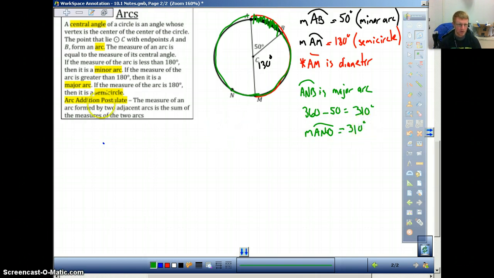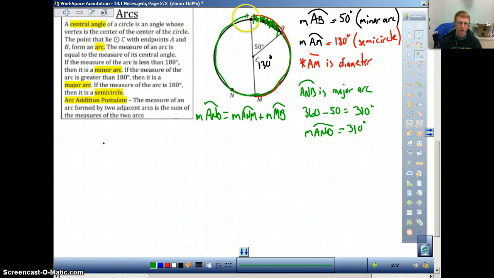Now the last part is the arc addition postulate. It just says the measure of an arc formed by two adjacent arcs is the sum of the measures of the two arcs. In other words, if you add any of these two arcs up. So for example, the measure of arc ANB, which is what we just did, equals the measure of arc ANM plus the measure of arc MB.